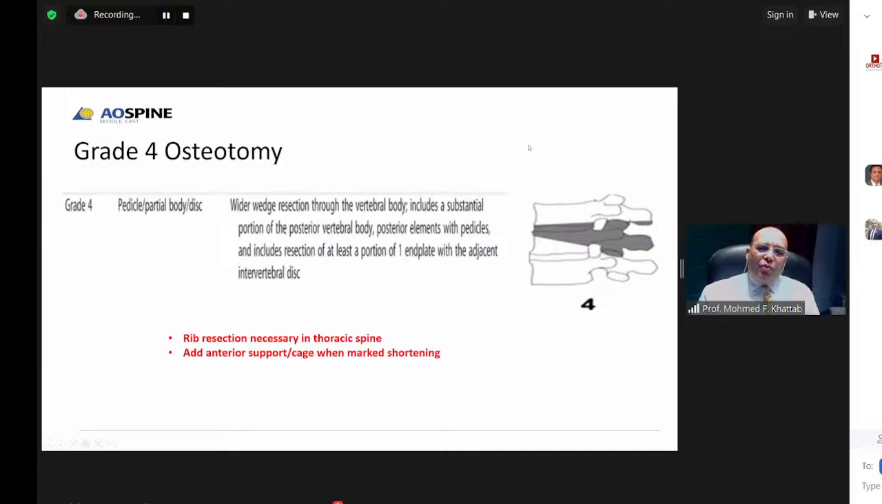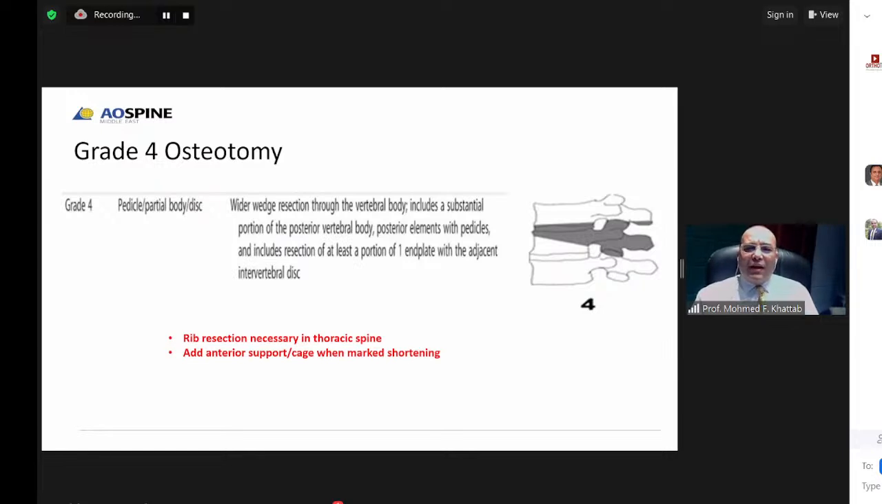So till now, we can see that we can use many types of osteotomies for different indications, either managing degenerative kyphosis, hypokyphosis, scoliosis, or even iatrogenic cases. What about grade 4 osteotomy? Grade 4 osteotomy is what is meant by extended PSO. You remove the pedicle part of the vertebral body and you include the end plate and the disc above.